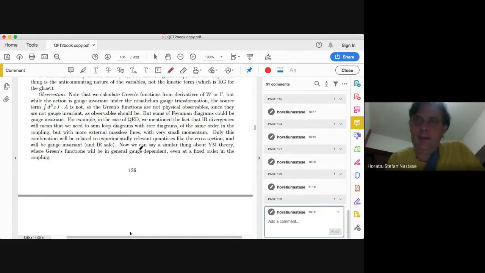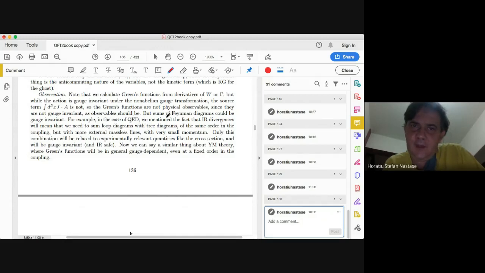Once again, I remind you that we calculate Green's functions from derivatives of W or gamma. The action is of course gauge invariant under the gauge transformations, but the source term is not. So the Green's functions are not physical observables. They're not gauge invariant. But sums of Feynman diagrams could be gauge invariant.